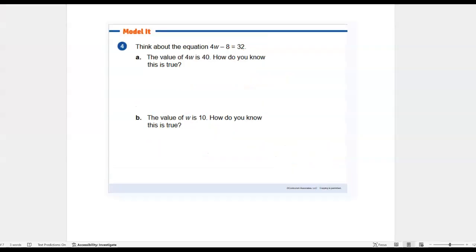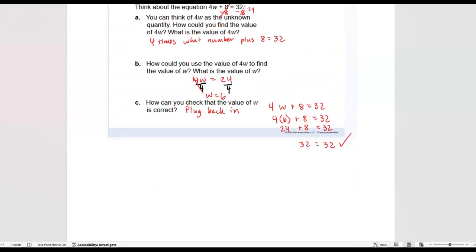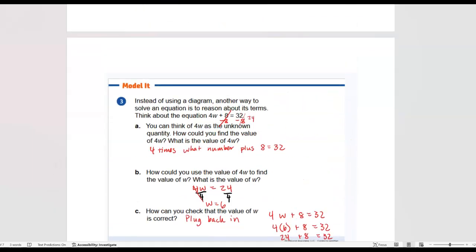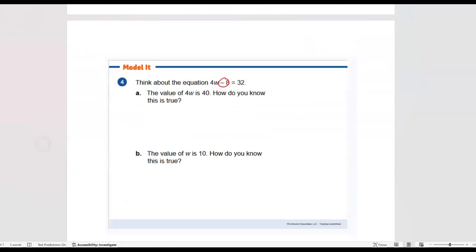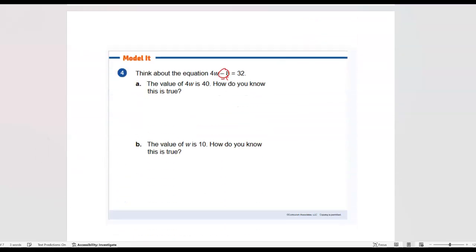Over to the next problem, thinking about 4w minus 8 is equal to 32. Well, if in the last problem I subtracted 8 from both sides, it wouldn't make sense to subtract 8 from this side, because if I subtract 8, that's not going to make that 0. A negative 8 minus 8 is actually a negative 16. So this time I'm going to add 8 to both sides. That gets rid of that. Negative 8 plus 8, that's a 0 pair. So I get 4w is equal to 40.